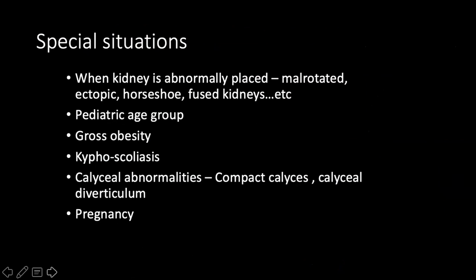So what are those special situations? Basically, the special situations are the anomalies of the kidney, anomalies of the kidney position and the ascent. So when the kidney is abnormally placed, like malrotated, ectopic, horseshoe, fused kidney, these are the situations, and if they form the stone, these are the special situations, and you really have to understand how exactly you're going to do PCNL. Similarly, in children, you need to have a little bit different protocol altogether.